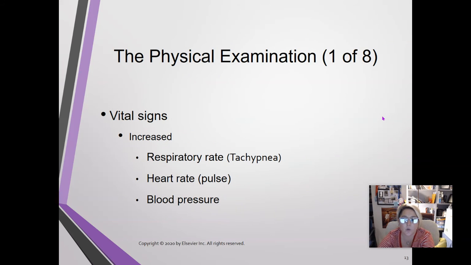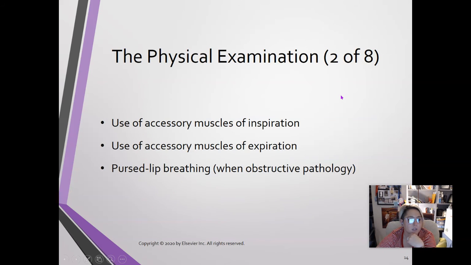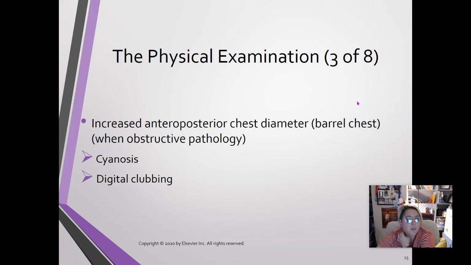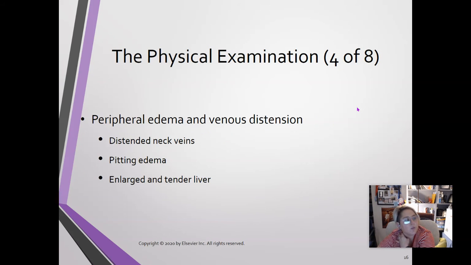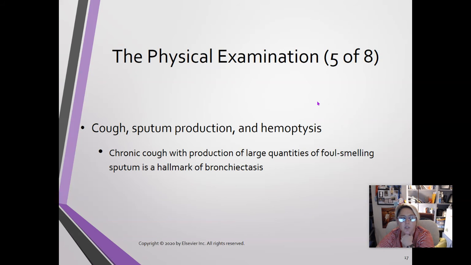So once again, we're going to see tachypnea, tachycardia, and increased blood pressure, with use of accessory muscles on inspiration and expiration. When we're obstructive, we're going to see pursed-lip breathing. We're going to have an increased AP chest diameter, a barrel chest, when we're obstructed. We're going to be cyanotic. We're going to have digital clubbing, peripheral edema and venous distension, so distended neck veins, pitting edema, and possibly an enlarged and tender liver. So: cough, sputum production, and hemoptysis. A chronic cough with production of large quantities of foul-smelling sputum is a hallmark of bronchiectasis.